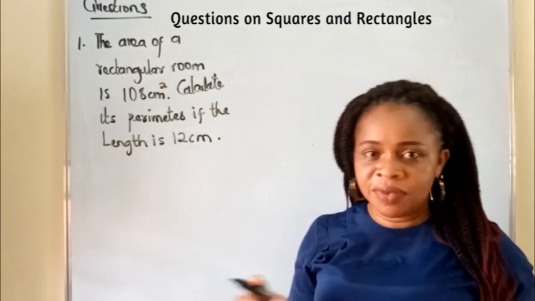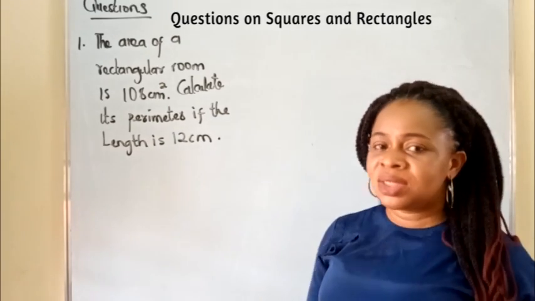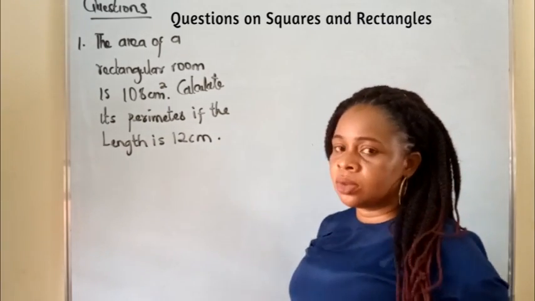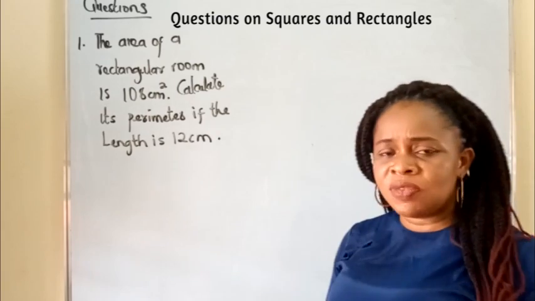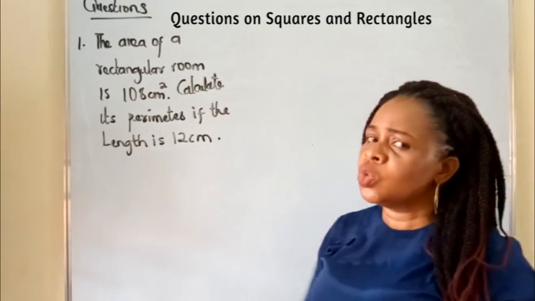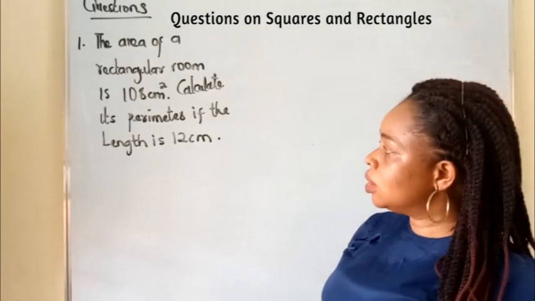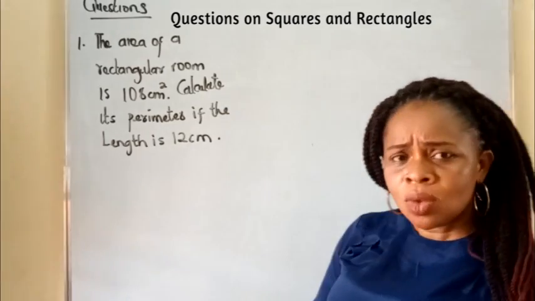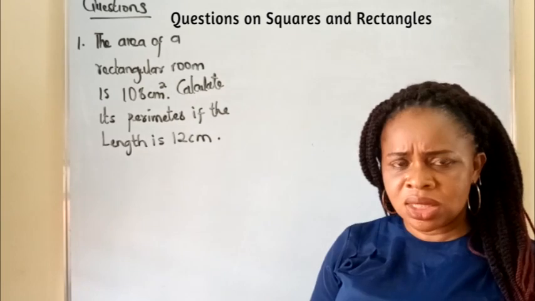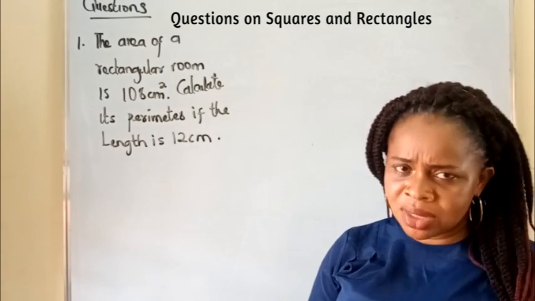Okay. The question on the board says the area of a rectangular room is 108 centimeters square. That's given. The area was given in this question. What do they want us to do with the area? Calculate its perimeter. Perimeter of a rectangle. What do we need to solve the perimeter of a rectangle?